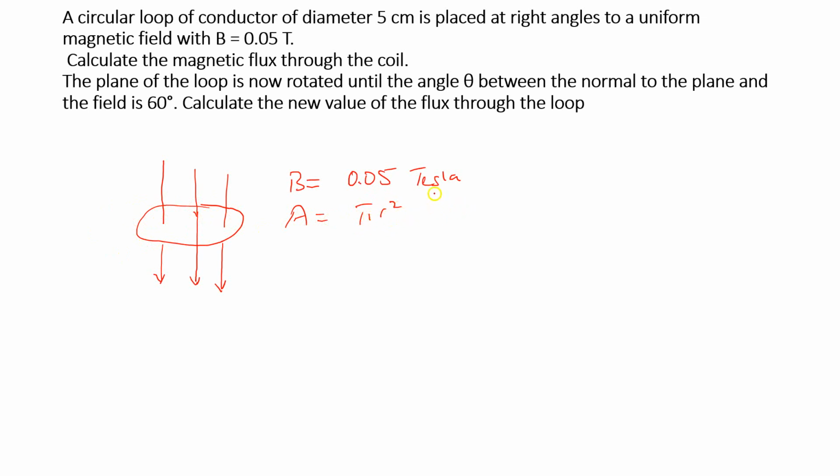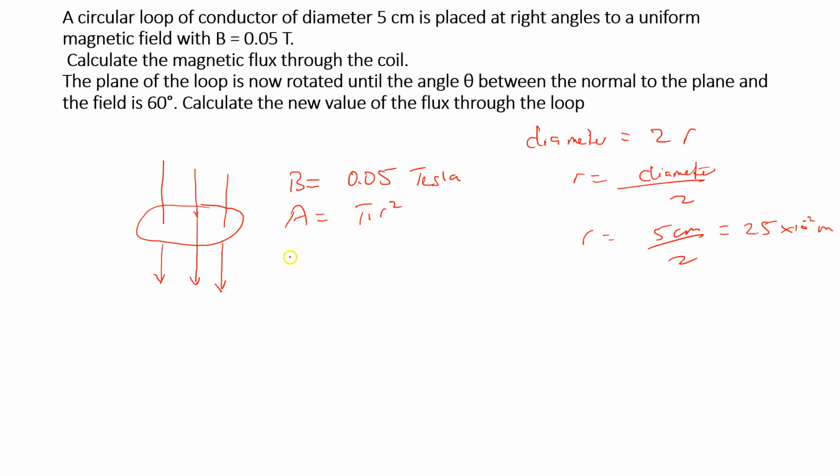And we're given the diameter in centimeters. We know the diameter is equal to 2r, of course. So if I want to find r, then r is equal to the diameter divided by 2. So we could work it out to say that r is equal to 5 centimeters divided by 2, which gives us 2.5, and we need to convert this into meters. So we say times 10 to the minus 2 meters.